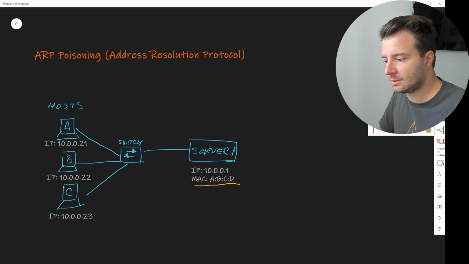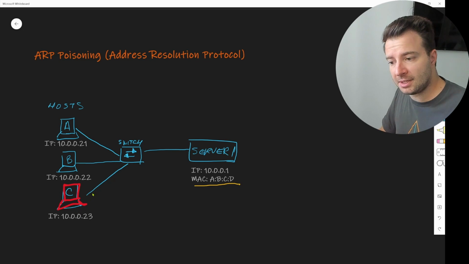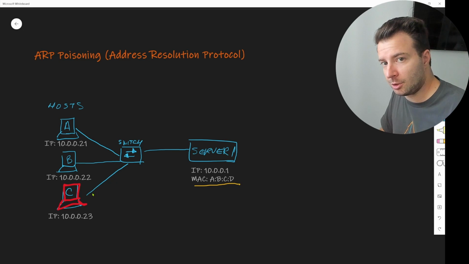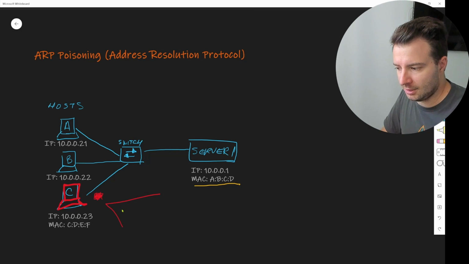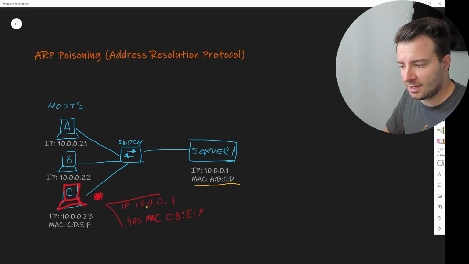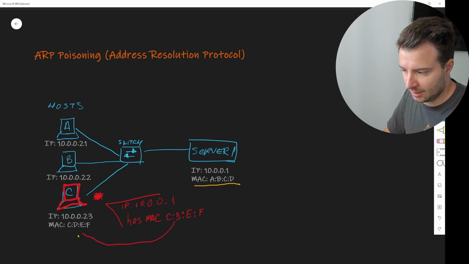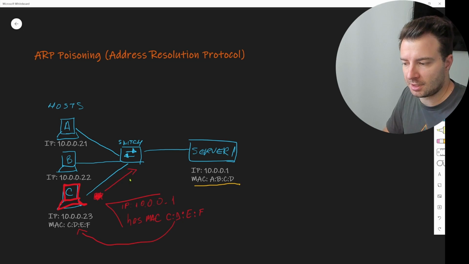Let's go back to the beginning of this. And let's assume that host C had suddenly become malicious, right? So this one is now red. This one is now an attacker. Now, as an attacker, host C can craft its own ARP replies and can simply build an ARP reply, and this ARP reply here is going to say that IP address 10.0.0.1 has the MAC address of CDEF, which is actually the MAC address of the attacker. Now, when this packet gets sent over the network, it can be a broadcast, can be a unicast, but let's assume that the attacker is just targeting host A here.